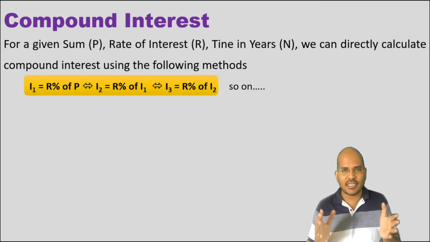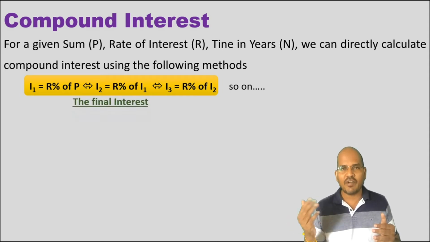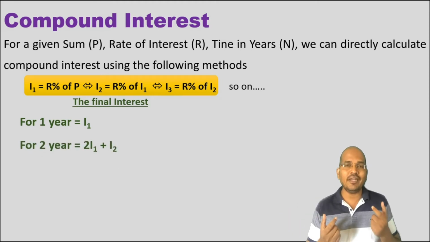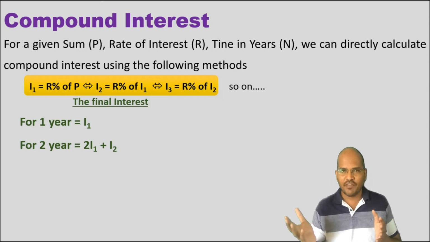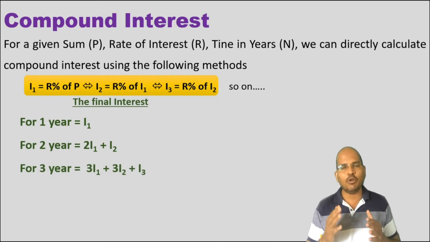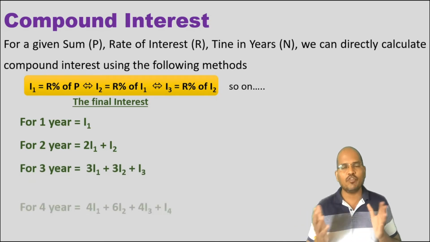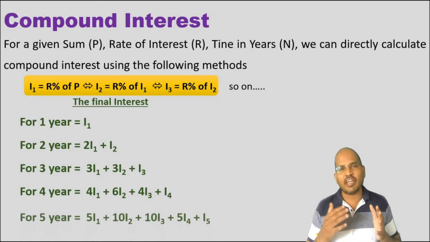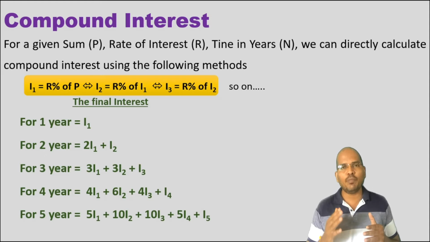Now once we get these, we calculate compound interest as follows. The final interest is given by these formulas. For 1 year, the compound interest is I1, straightforward. For the second year, the compound interest is given by the formula 2I1 plus I2. Do not panic with the formula, I'll tell you how to remember them easily. For 3 years, it is 3I1 plus 3I2 plus I3. For 4 years, it is 4I1 plus 6I2 plus 4I3 plus I4. For 5 years, it is 5I1 plus 10I2 plus 10I3 plus 5I4 plus I5.